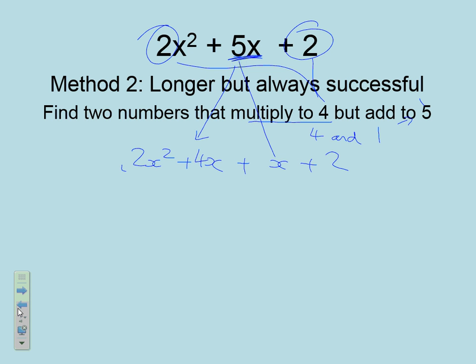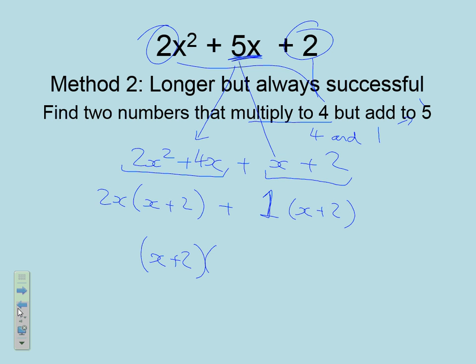And now you look at this in two separate parts. This part here is 2x, lots of x add 2. And this already is an x add 2. So there's 1 x add 2 there. And so altogether, you've got some x add 2s. You've got 2x of them here, and then an extra 1 of them there.